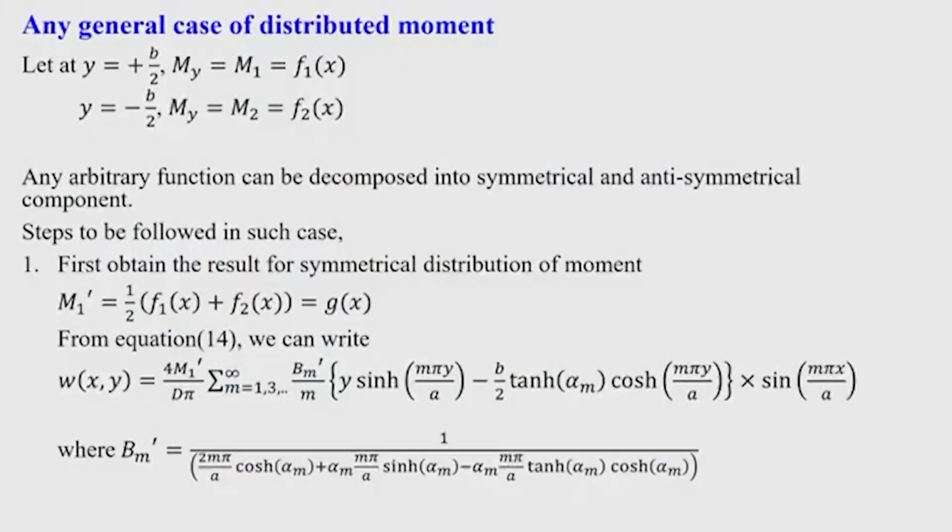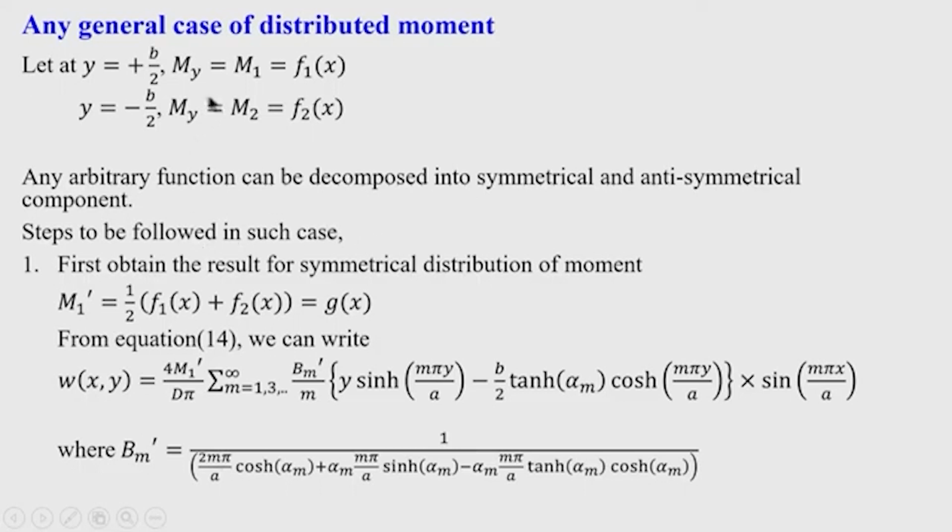Now, if there is any general type of distribution, I mean that in one case it may be symmetric, in another case it may be antisymmetric, or in both cases there may be a similar nature of moment, but the magnitudes are different. So, it is known that any arbitrary function can be decomposed into symmetrical and antisymmetrical components. That is a well known fact in mathematical physics, or in mathematics. So, any arbitrary function is decomposed into symmetrical and antisymmetrical terms.